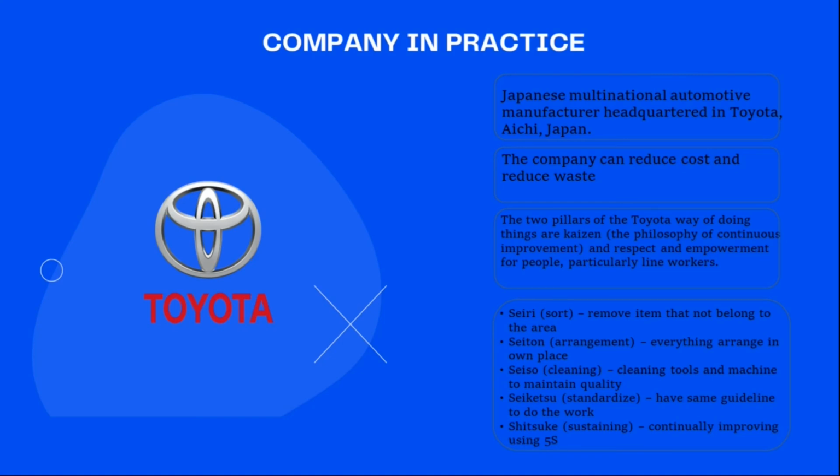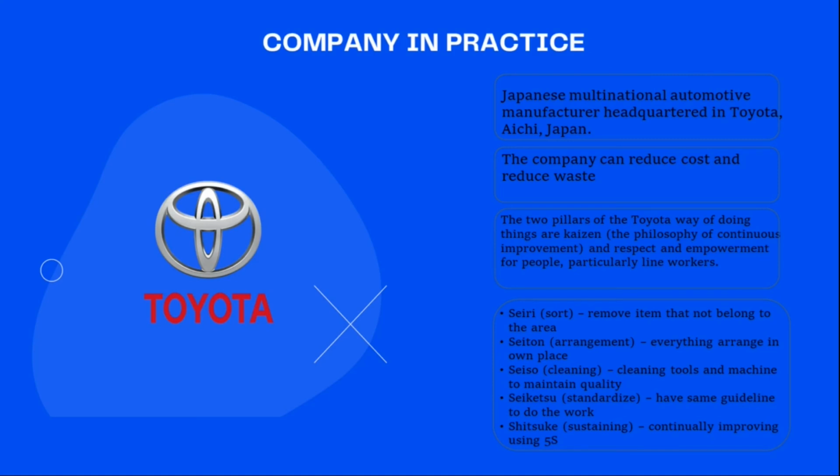Toyota implement 5S. That is, first is Seiri, sort, means that remove item that belong to the area or in the department. Second is Seiton, arrangement, means that everything arranged in their own place. Third is Seiso, cleaning tools and machine to maintain quality. For example, employees need to clean the machine to prevent the oil leaking.